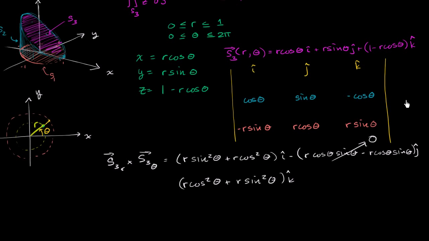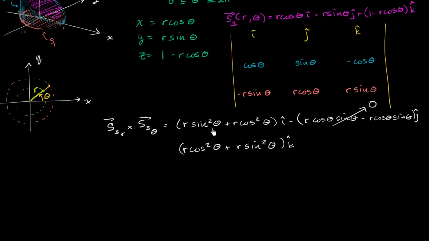And so this simplifies quite nicely, because in this term up here, you can factor out an r. This is r times sine squared theta plus cosine squared theta, and that part simplifies to 1. So that's just r times i. And we do the same thing over here. This also simplifies to r.